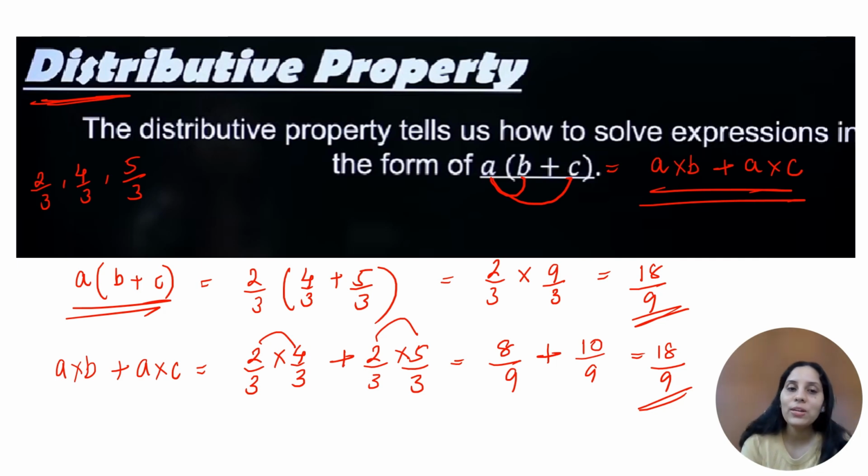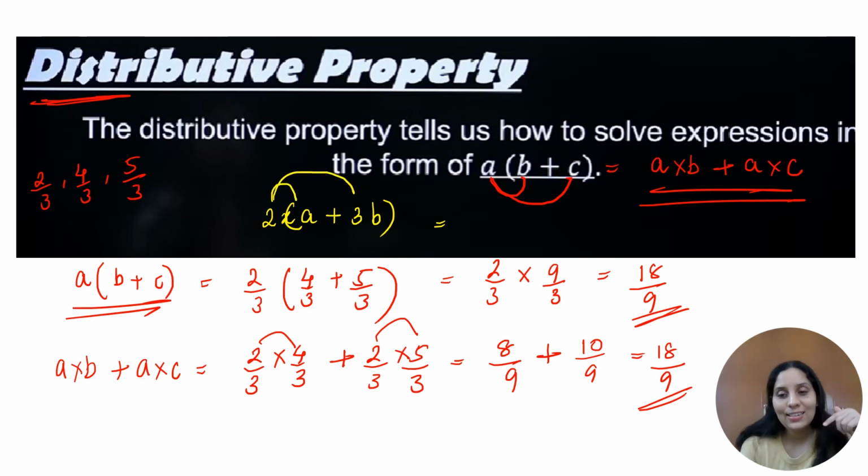I'll just give you one more example. Now let us see. I have 2 into A plus 3B. Okay, a random example. Then this 2, the number that is outside the bracket, needs to be multiplied by everything that is inside the bracket. So 2 into A is 2A, 2 into 3 is 6B. So this is how you do. When we do the questions, you will understand in a more clear way.